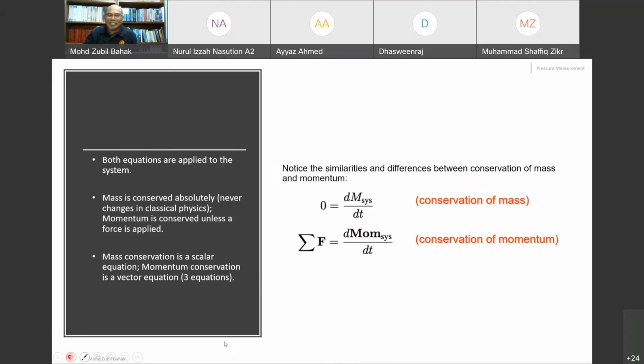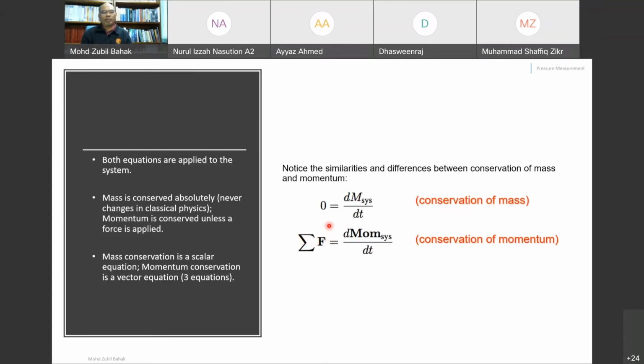Notice the similarity and the differences between conservation of mass and momentum. Last time we said dm over dt for the whole system is equal to 0, and we call it conservation of mass. But in this case, d momentum over dt for the whole system is not equal to 0, but it is equal to the summation of all forces. So d mv over dt for the whole system is equal to the summation of the whole forces. That's what we call conservation of momentum.